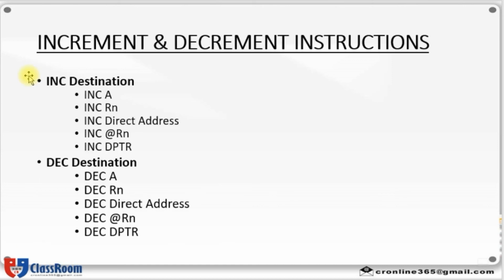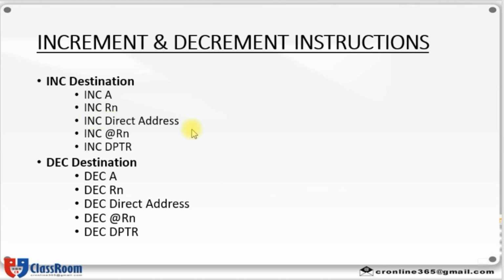Then next are increment and decrement instructions. As you all know, the increment instruction mainly uses INC destination. Increment the destination contents by 1. INC A means increment the contents of the accumulator by 1. Then INC Rn means increment any register content by 1. For example, INC R1: increment the contents of register R1 by 1.